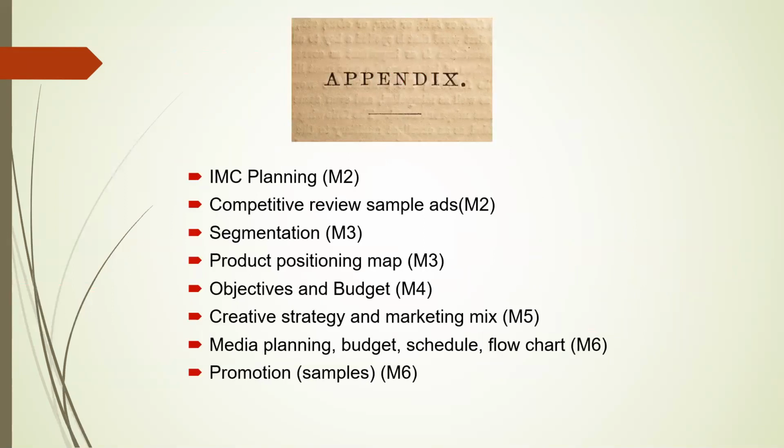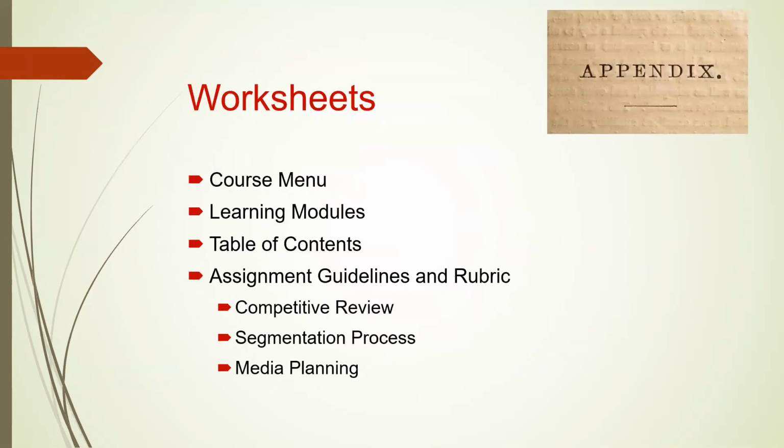Appendices. These are appendices that I might put in. The IMC planning from Module 2, competitive review sample ads from Module 2, segmentation from 3, product positioning map from 3, objectives and budget from 4, creative strategy and marketing mix from 5, sample media planning budget schedule flowchart from 6, and your execution samples also from 6. The worksheets could also be part of your appendices.